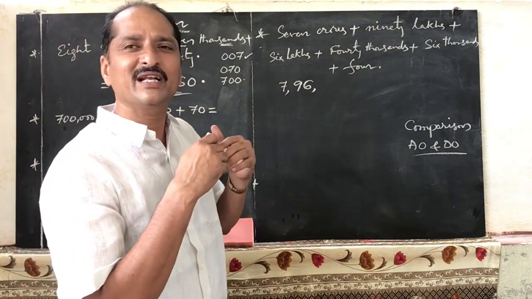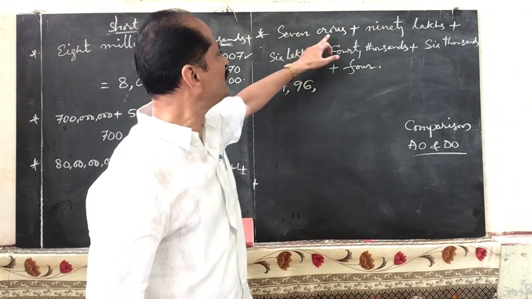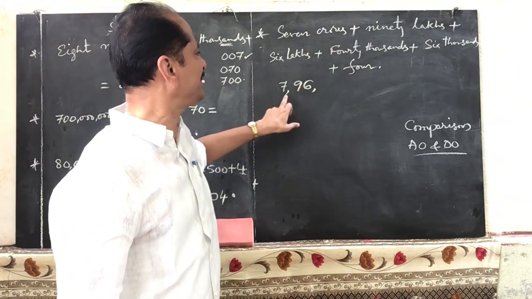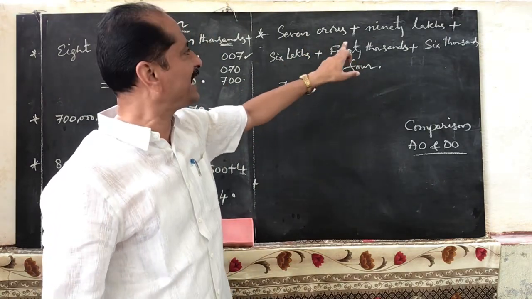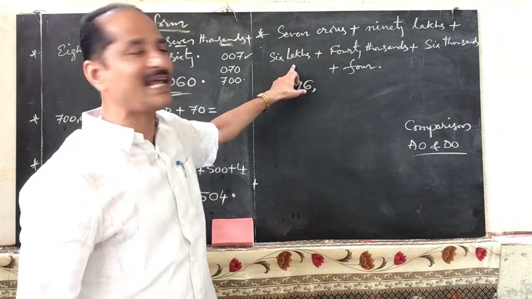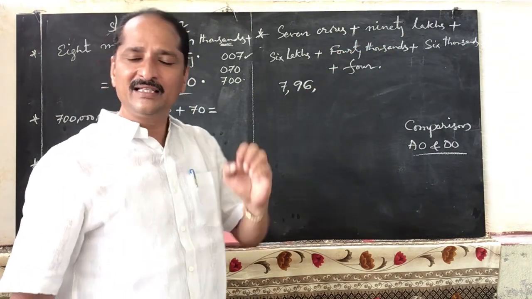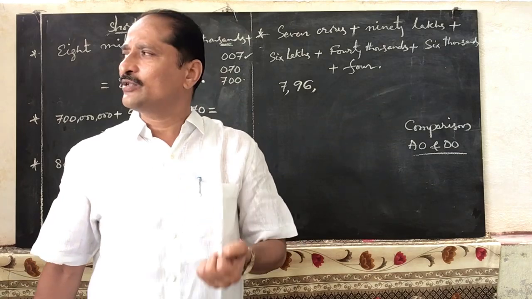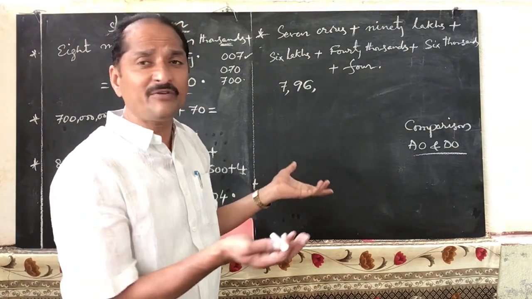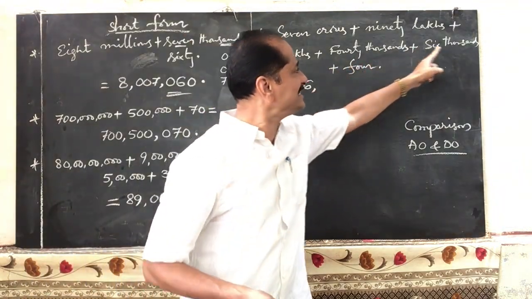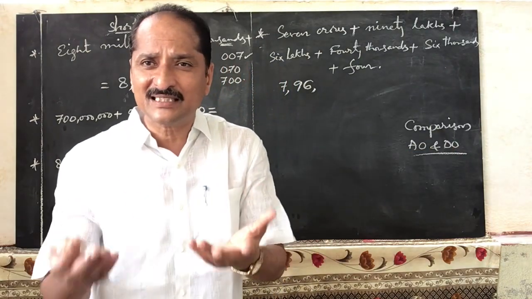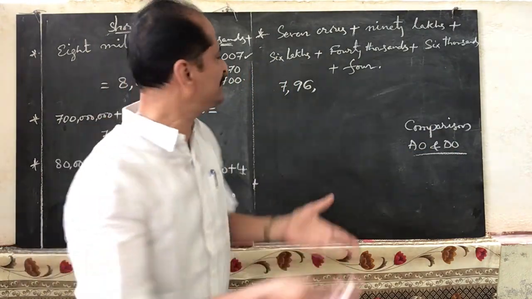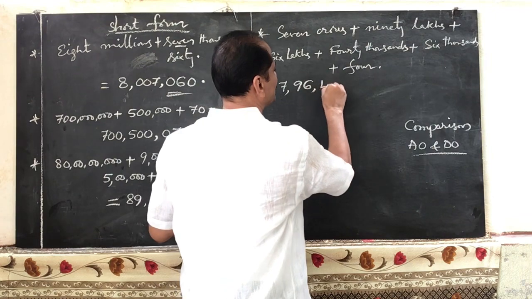Add the two in the thousands places. Here in crores, if we look, there is only one, so we have written 7 crores. Lakhs, if you are observing, 90 lakhs plus 6 lakhs, so 96 lakhs we have written. In the same way, thousands also we have to write 2 digits. So how many thousands here we have? 40,000 and 6,000. 40,000 plus 6,000 gives 46,000. So write down 46 under thousands period.